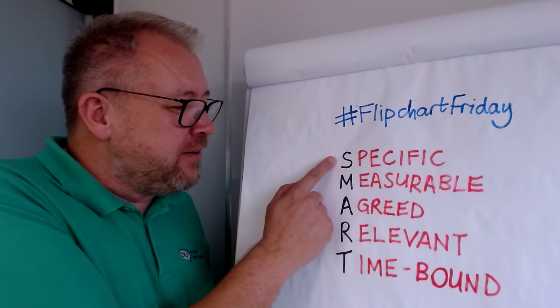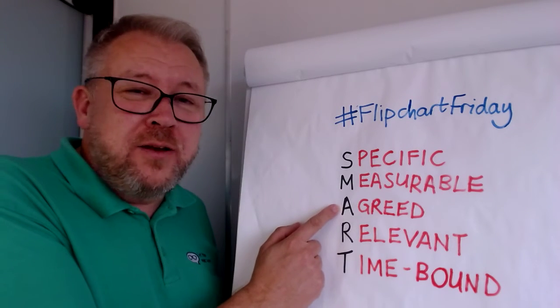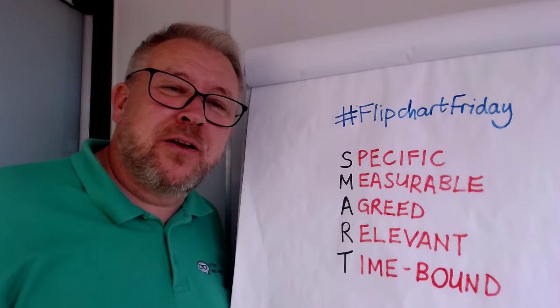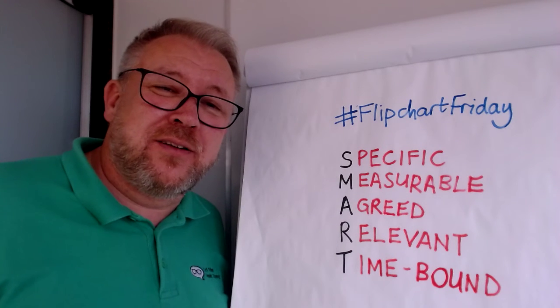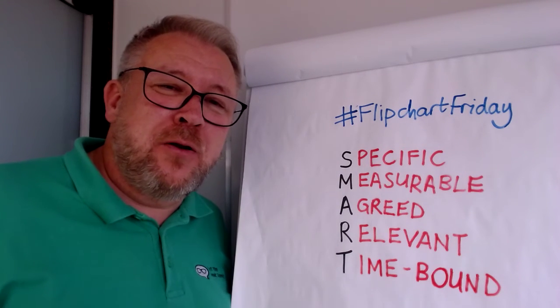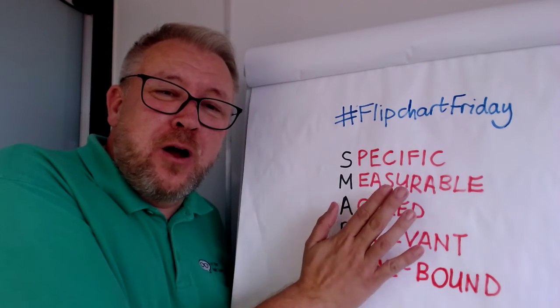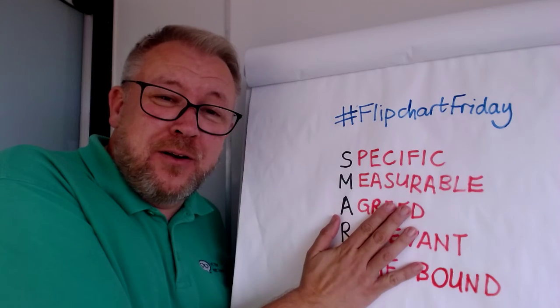So once again, specific, measurable, agreed or accepted, relevant, and time-bound. These are SMART objectives in the context of presentations. As I said at the beginning, you don't always need to get to this level of detail. It might be that just an overall aim is good enough.